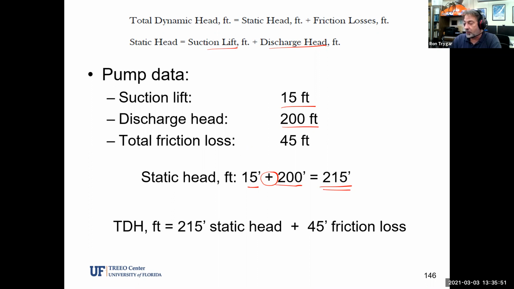The second part of the formula reads like this. The total dynamic head is the static head plus the friction loss that was given. So we're going to add together the 215 with the 45, and we're going to come up with total dynamic head. So 215 plus 45, I came up with 260 total feet of head that we're working against in the pipeline. So total dynamic head is a pretty straightforward calculation. There's not really a whole lot to it.